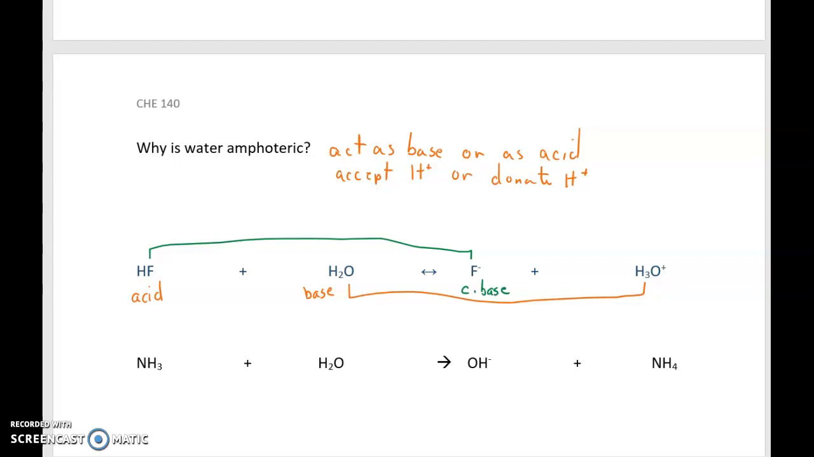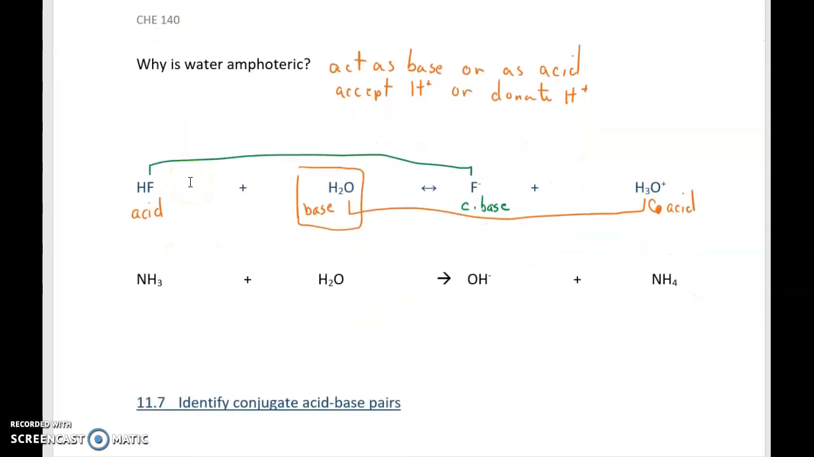The conjugate base, if we go the other direction, acts as a base and accepts hydrogen to make hydrofluoric acid. And the hydronium ion here is our conjugate acid. And so water is acting as a base. So let's look at the other one. We've actually already looked at this one once, so we'll look at it quickly.